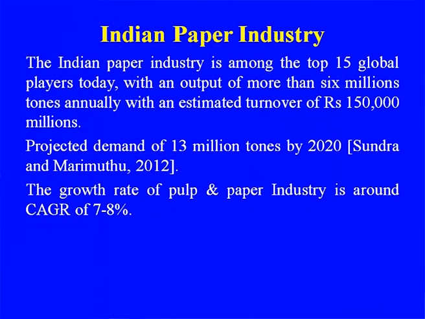So, as far as the Indian paper industry is concerned, it is among the top 15 global players today, with an output of more than 6 million tons annually, with an estimated turnover of 150,000 million, and a projected demand of 30 million tons by 2020.